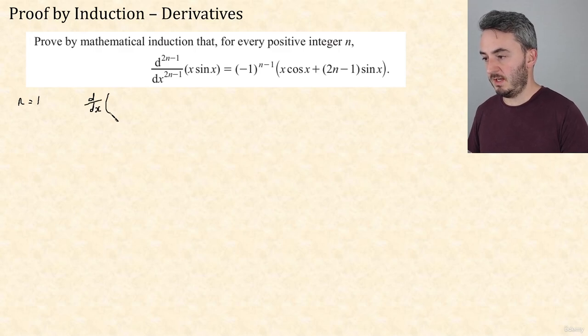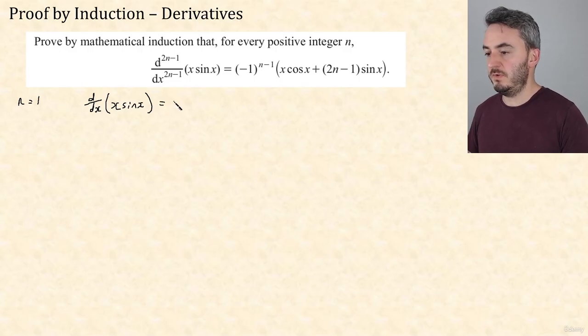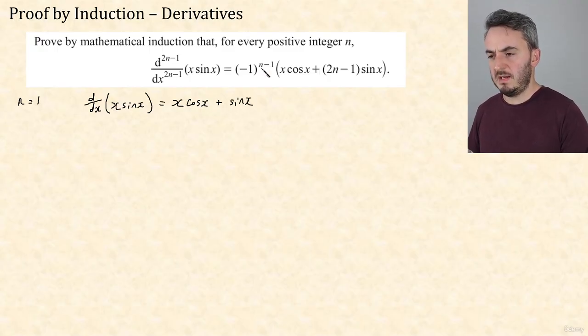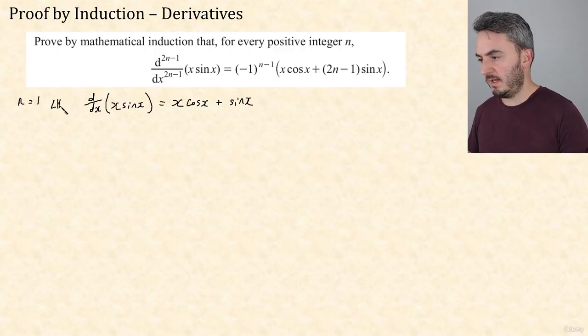So d by dx of x sine x, product rule here, it's uv, so it's uv dash, so x cos x plus u dash v, which is 1 times sine x. Now that's the left-hand side. I could even just say left-hand side equals that.